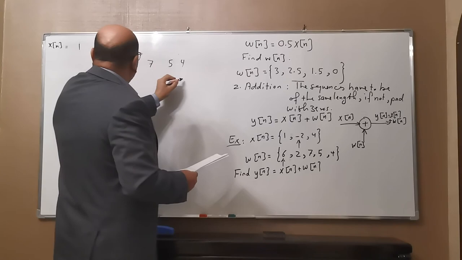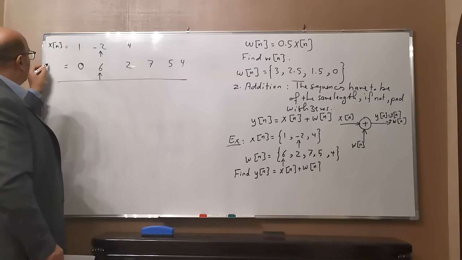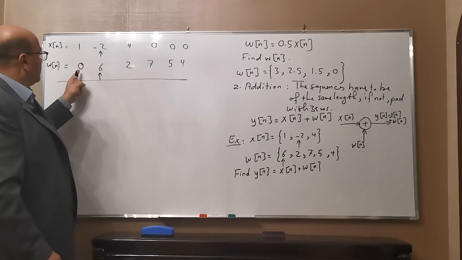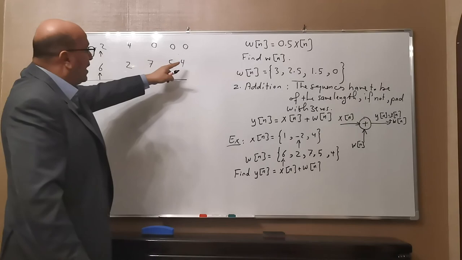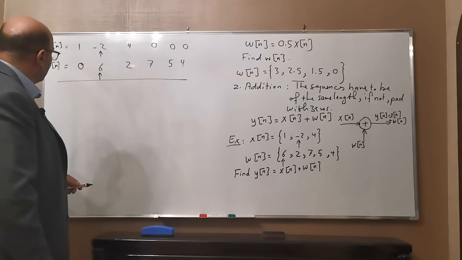So we will pad here a 0, so we'll make it of the same index for w of n. We padded a 0 here, and we padded 3 zeros here. And now both of them are of length 6: 1, 2, 3, 4, 5, 6. They all started from minus 1 up to 0, 1, 2, 3, 4. So from minus 1 to 4, we have a length of 6 for both sequences.